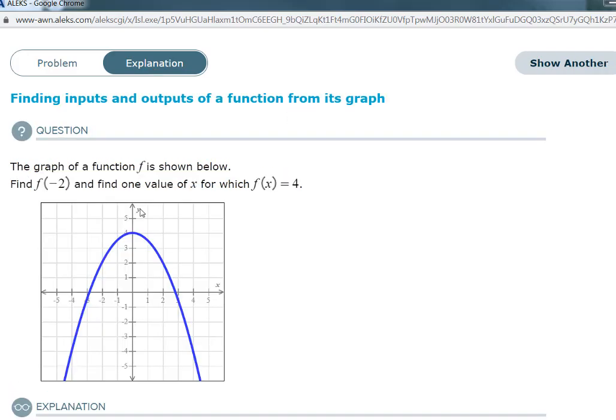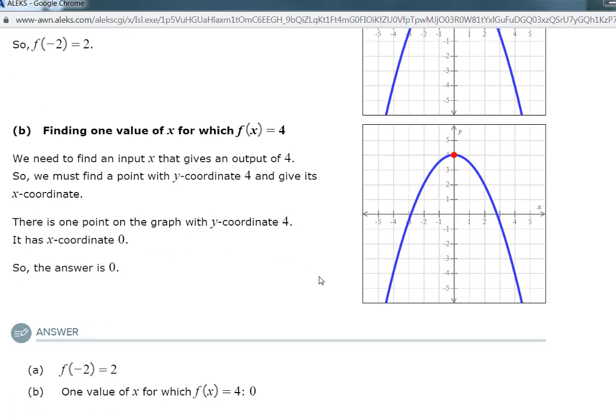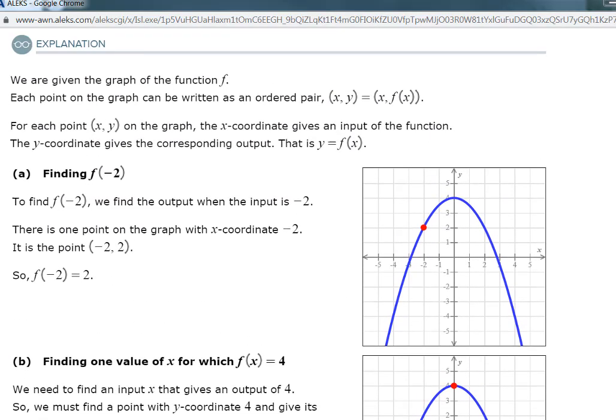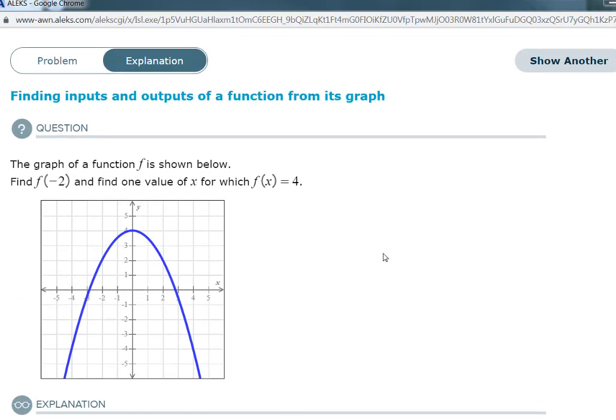Input and output again. So f of -2: I look for the -2 here, and then I look at where it is intersected, which dot is here, -2, 2. So the answer for this one is 2. Now where do I get a 4? Which x will give me a 4? The 4 is here, and it comes from the 0. So again, for the 4 the answer was 0, and for the -2 the answer was 2. I think the explanations here are really clear. Let's do just one more.